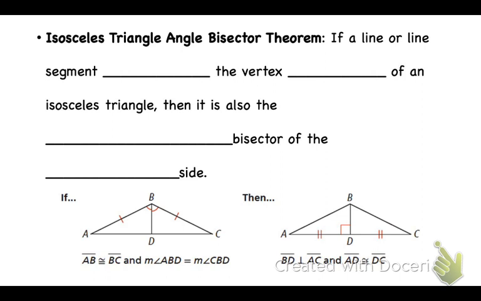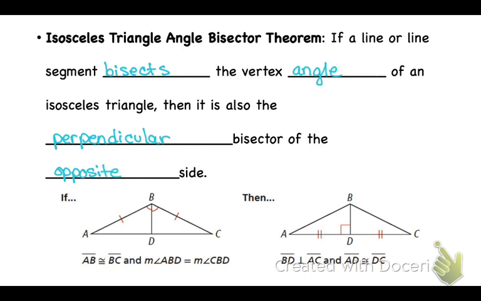So, let's go through it. It says, if a line or line segment bisects the vertex angle of an isosceles triangle, then it is also the perpendicular bisector of the opposite side.